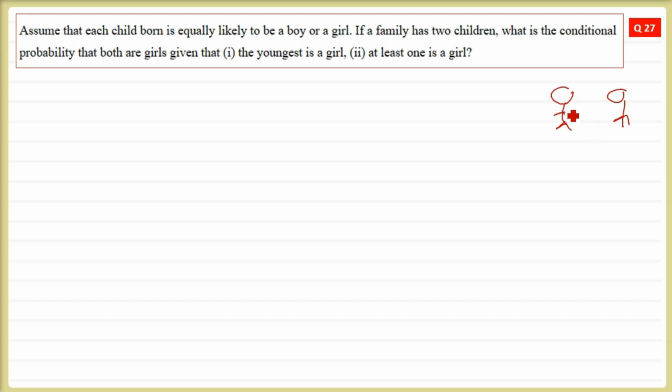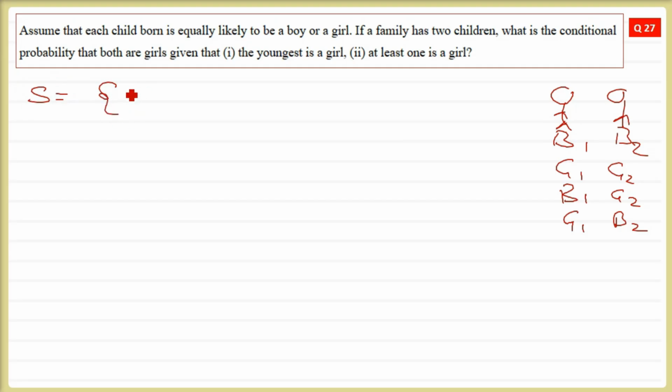So let's make the sample space. See, 2 kids means both can be boys: first boy, second boy. Then we have both girls, G1, G2. Then 1 boy, 1 girl, or 1 girl, 1 boy. So this is the total sample space. Let's write it in a formal way. It will be B1, B2, B1, G2, G1, B2 and G1, G2. Same thing we have done here.